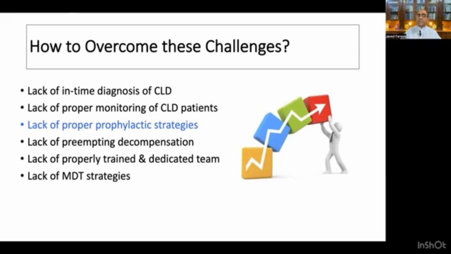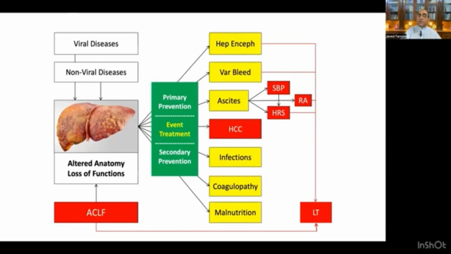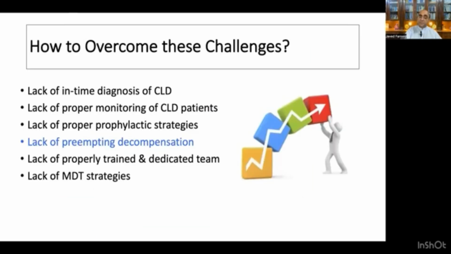The third challenge is lack of proper prophylactic strategies. How should we approach this? We all know that for these complications there are very good primary and secondary prophylactic strategies. We should apply the guidelines. Guidelines are there for the primary prophylaxis of hepatic encephalopathy, variceal bleed, even ascites, the secondary prophylactic strategies, and surveillance for HCC. All these are very important, and they should be an essential component of managing these patients.